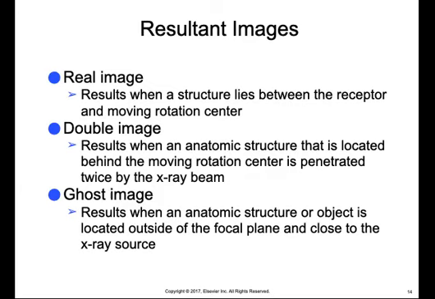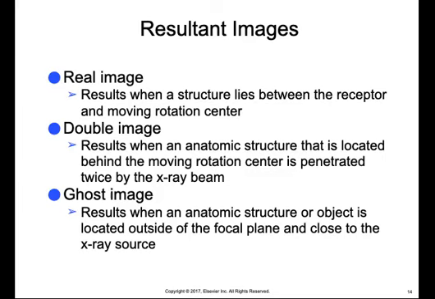A double image has the same proportions as the real image and is located in the same location as the opposite side of the receptor. A double image appears as a mirror image or a reverse of the real image.